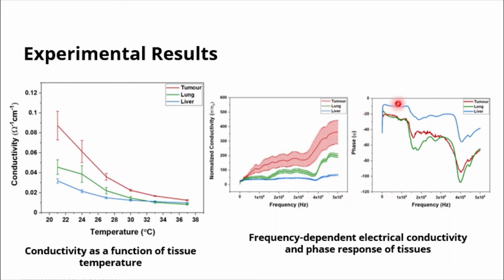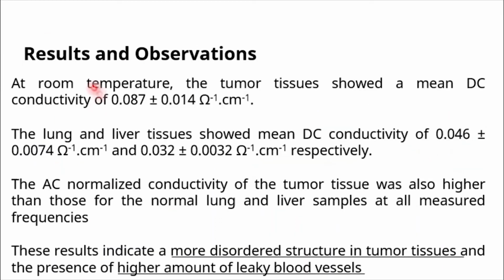liver. We also measured the phase response of the tissues, and we did not see any significant differences in the phase response. To summarize the results obtained, what we see is that at room temperatures, the tumor tissue showed a mean DC conductivity of 0.087 plus or minus 0.014 per ohm per centimeter. Compared to this, the lung and liver tissues showed a mean DC conductivity which was lower than those for the tumor, averaging around 0.046 and 0.032 per ohm per centimeter for the lung and liver respectively.